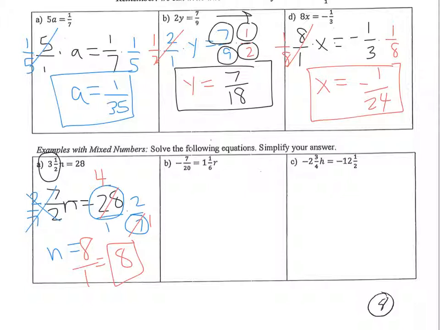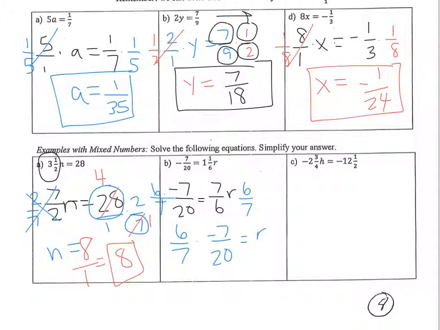So change the mixed numbers into improper fractions. This is going to be 7/6 r. Multiply both sides by the reciprocal, which is 6 sevenths. I'll write that out neater. 6 sevenths times negative 7 twentieths equals r.